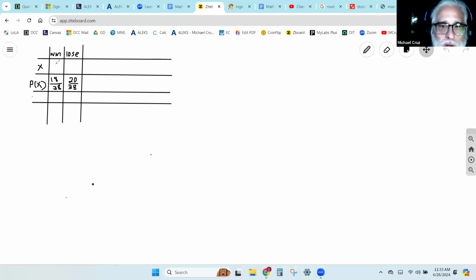Now, if you win, you get $10. If you lose, well, you lose $5. So that's why I'm making it negative. $10 plus, $5 minus. Now, what we're going to do is multiply each of these. So our expected value: we're going to take 10. Let me put it down here so I don't have to stay in those little blocks. Expected value of X is equal to 10 times the 18 over 38, plus, or minus in this case since it's negative, 5 times 20 over 38.